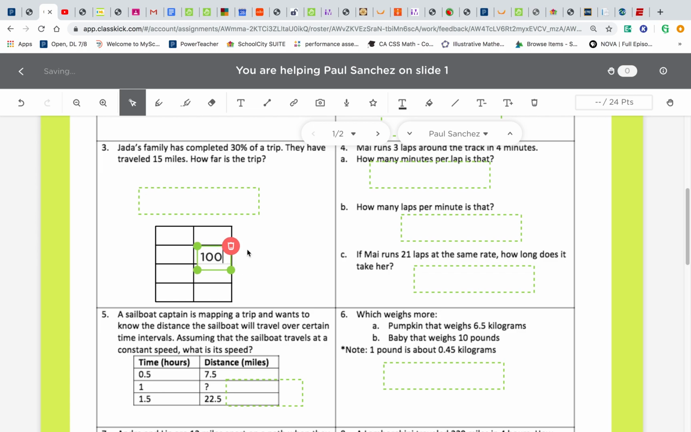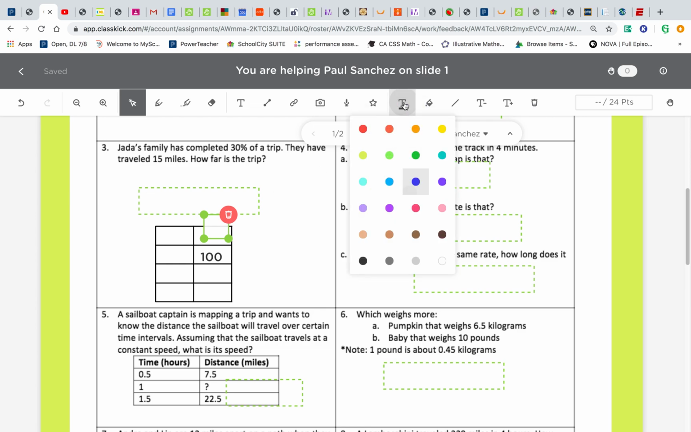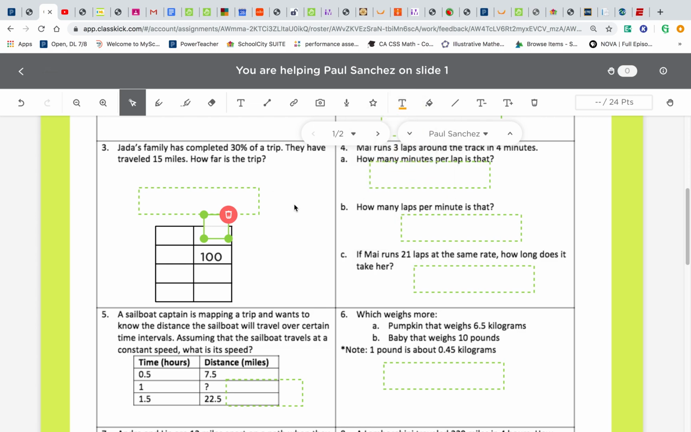Okay, I should mention, we should also label the sections here. Let's go ahead and look at what we have. We have a percentage and we have miles. So let me change my color here to orange. We have percentage and we have miles. So I'm going to label both percentage and miles here. Okay, so percentage and miles. The whole trip is 100%.